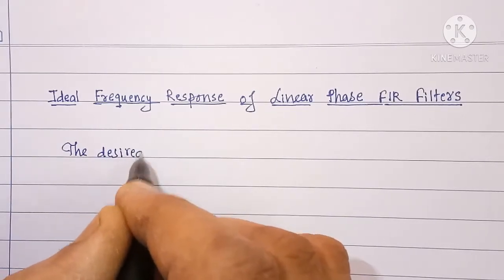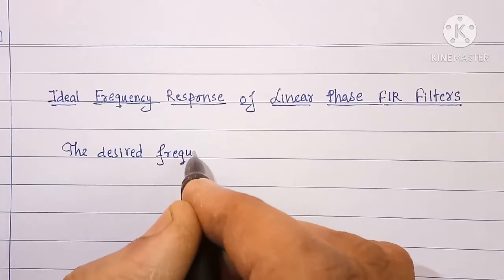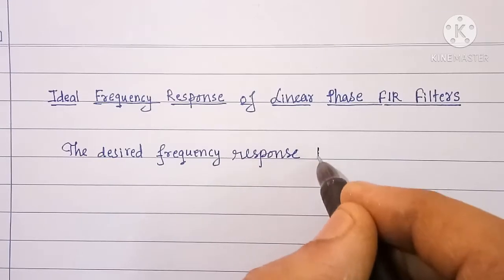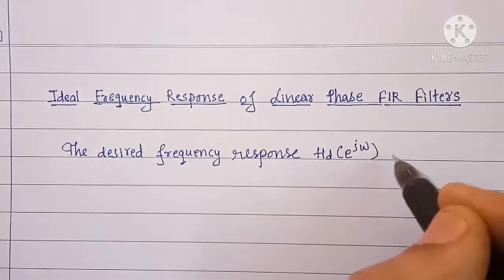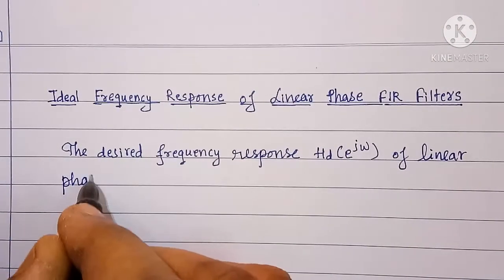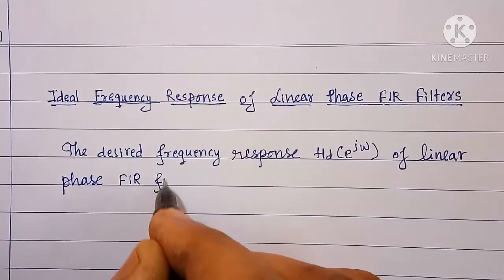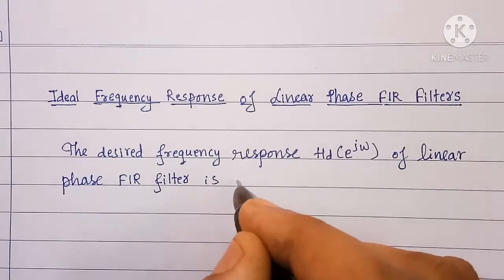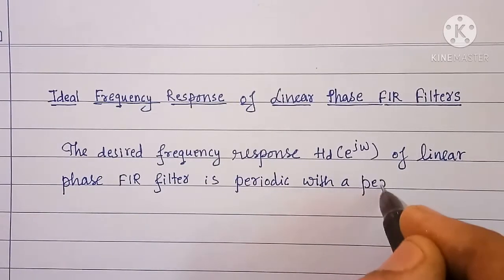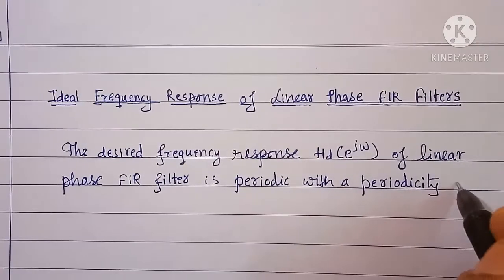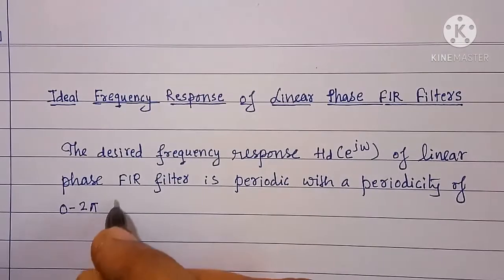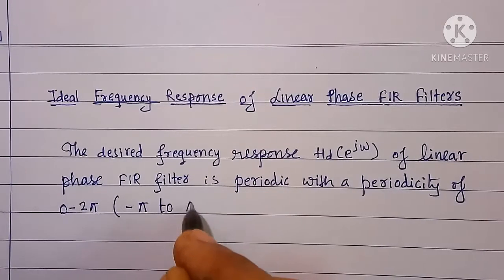The desired frequency response HD of e raised to j omega of linear phase FIR filter is periodic with a periodicity of zero to 2 pi or minus pi to plus pi.